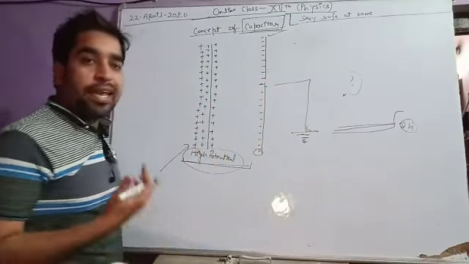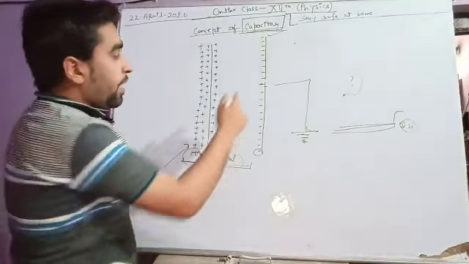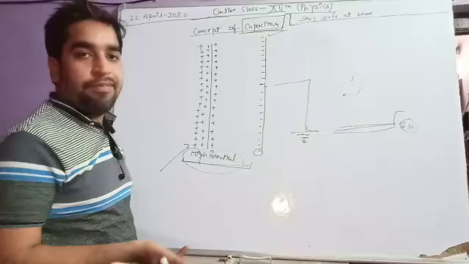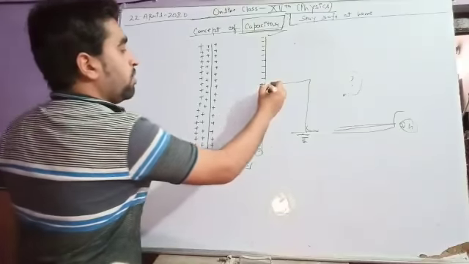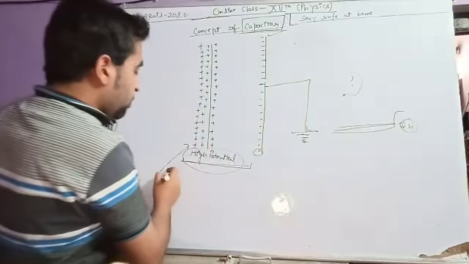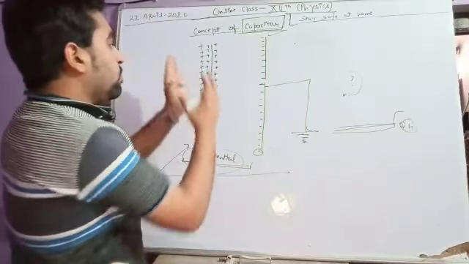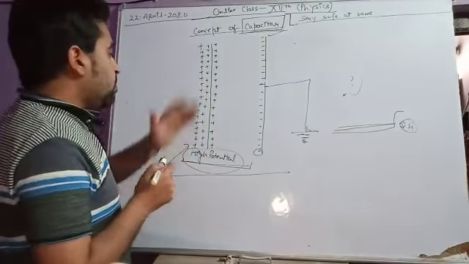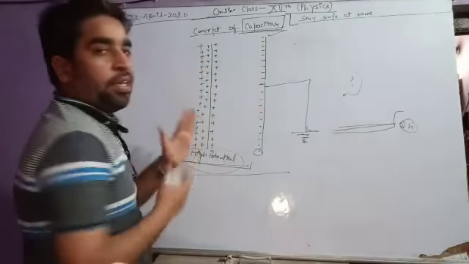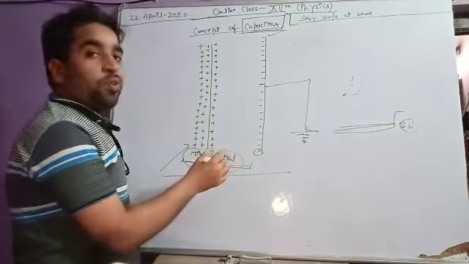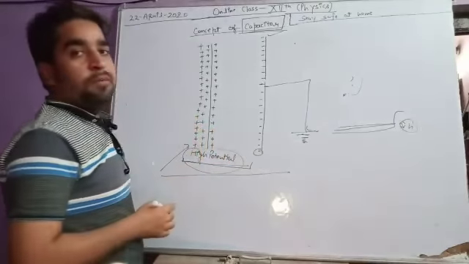In the language of physics we cannot say that protons are actually going out, because protons cannot travel. Only electrons can travel, so electrons come and neutralize the charge. I think this is clear to you. Now this is how one capacitor is made, and this is also known as a parallel plate capacitor. As you can see, two parallel plates are aligned, the potential is reduced, and it can store more charge.